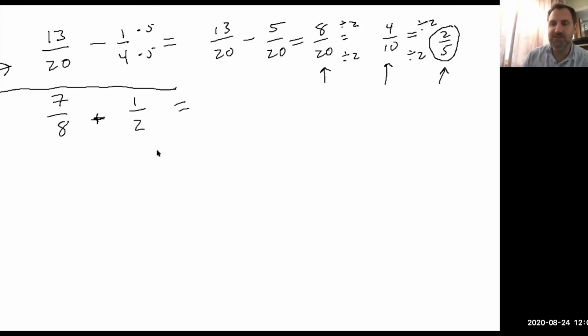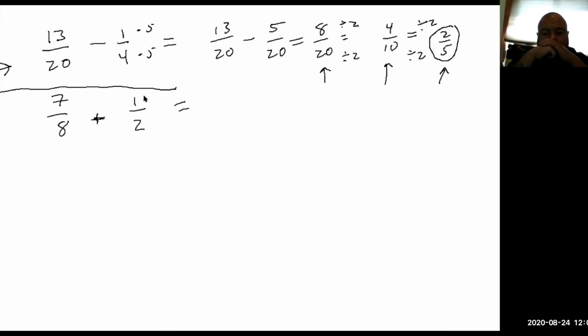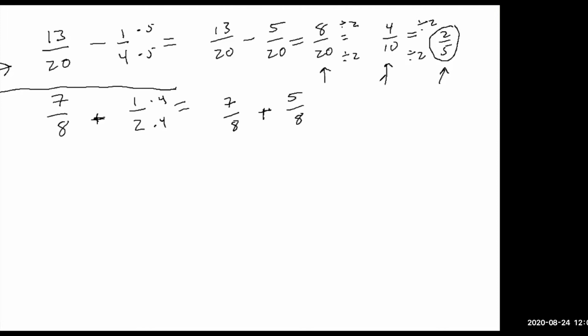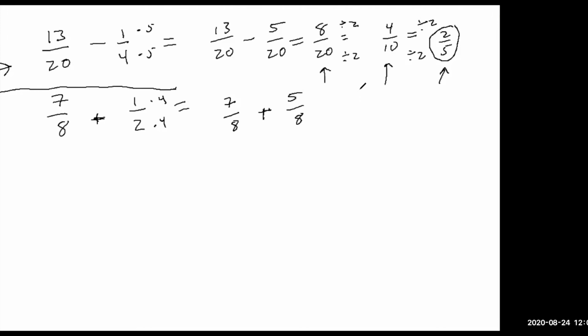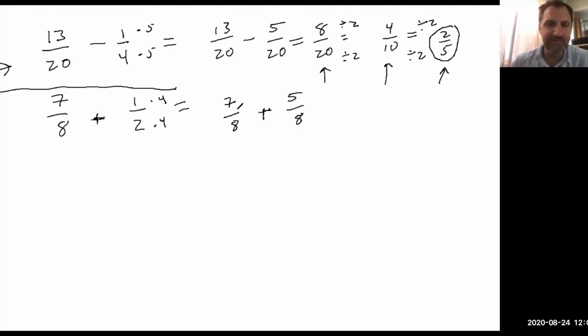Okay, what about this next one? The 11/8. I got 7 plus 5 equals... Why do you have 5? Where did 5 come from? It would be 4.